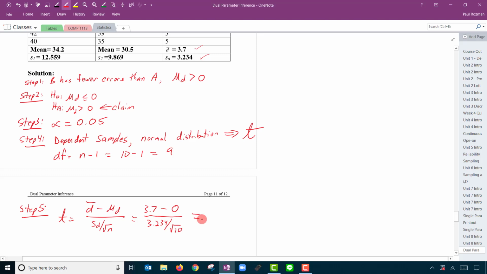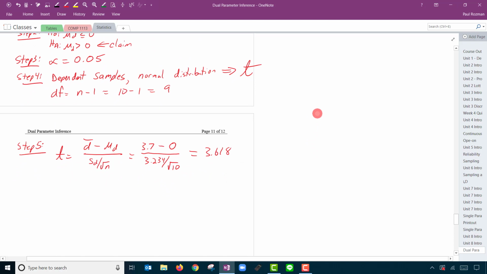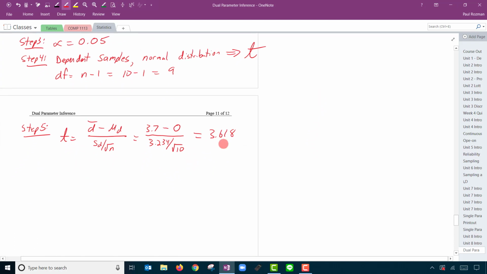Having calculated this ahead of time, I ended up with 3.618, which is a somewhat weird t-score, possibly. It's above 2. However, when you have a sample size of only 10, then 3 isn't really that weird anymore. On the t-table, you'll notice that for the smaller values of n, you'll see some larger values of t.